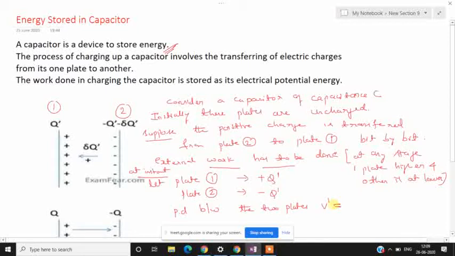Can anyone tell? I know the charge, it is q dash. Q dash is the charge and I consider the capacitance as C, then V dash I can say is q dash by C. That is the potential difference between the two plates. Right?